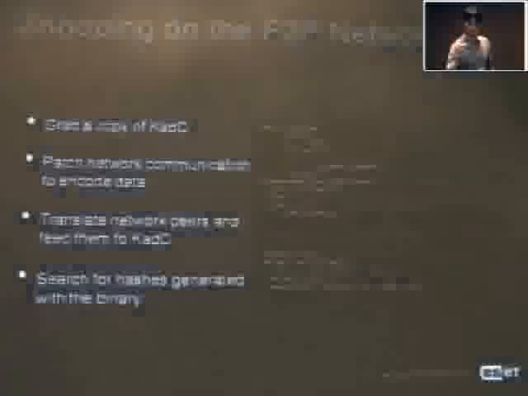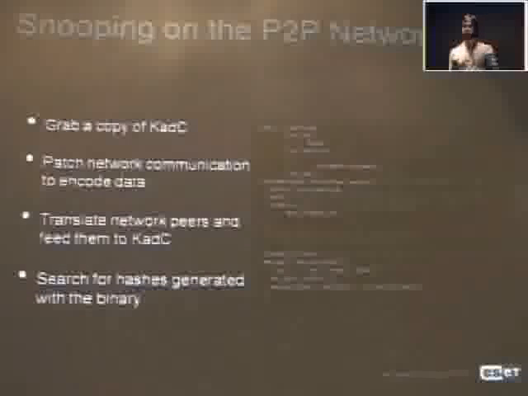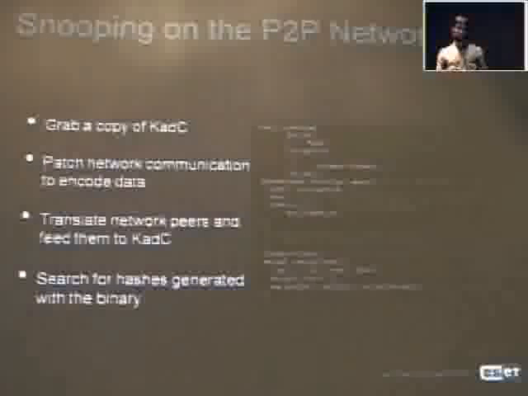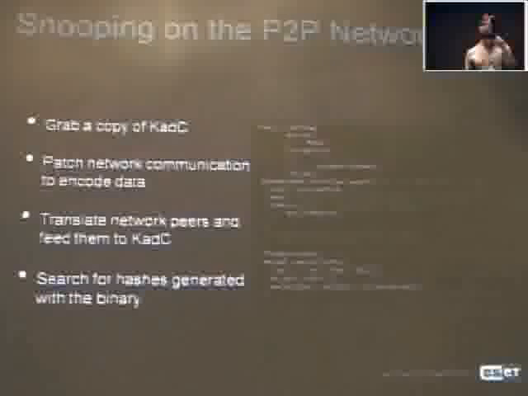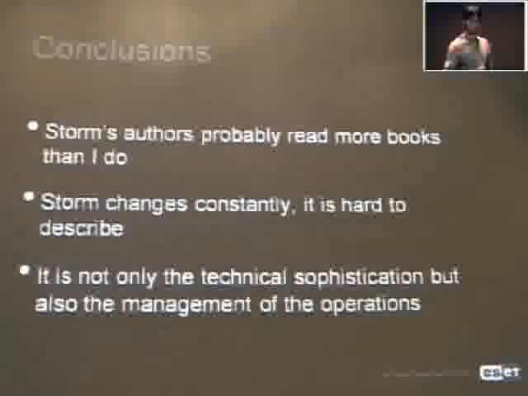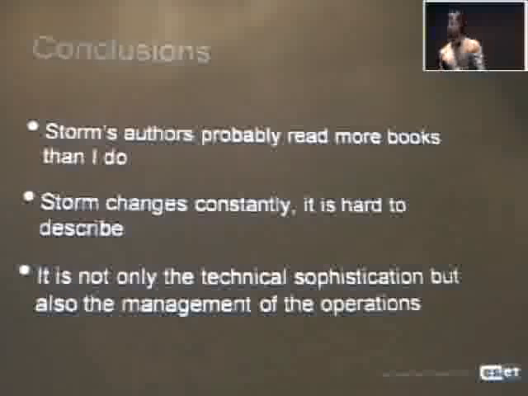So what I did is, because you have to remember that my objective here is only to connect to the Storm botnet and understand what's going on, I grabbed a copy of KDC, grabbed a copy of the peers. I patched the communication routine to have the XOR before sending data and after receiving data. And now that I have all the hashes that I want to look for, I just put them inside the small program and it's going to work. So that's it. This is how I learned reverse engineering with Storm.